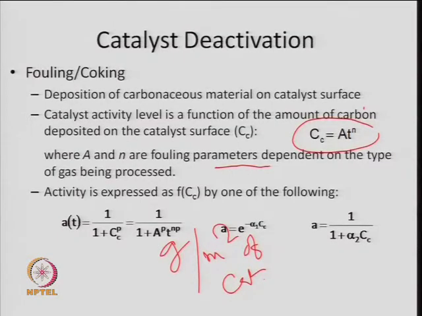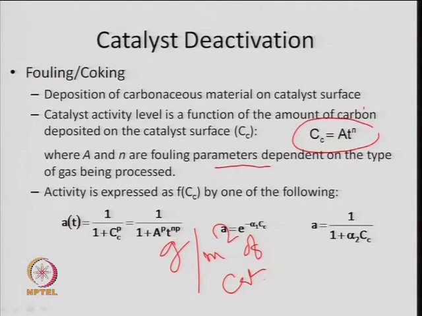This is one empirical correlation, where it is shown that the activity drops as 1 over 1 plus the amount of carbon per gram of catalyst to the power p. It can be written in terms of time also, which is written here. It can be an exponential drop also, so activity is written as e to the power minus alpha CC, where again CC is the gram of carbon per gram of catalyst. It can be written in this form also, 1 over 1 plus alpha 2 times CC. These are all empirical constants which can be determined experimentally.